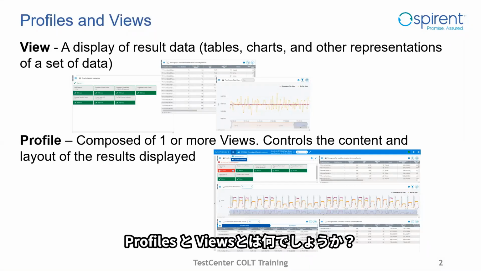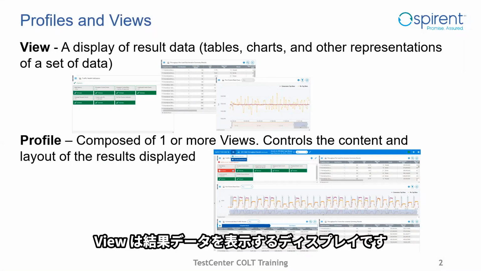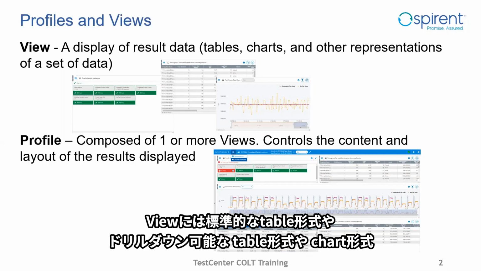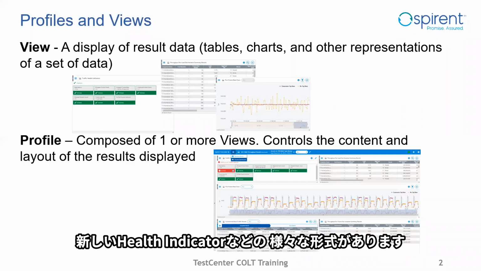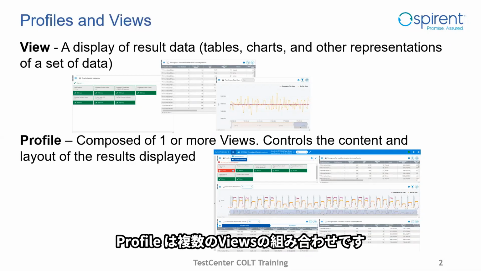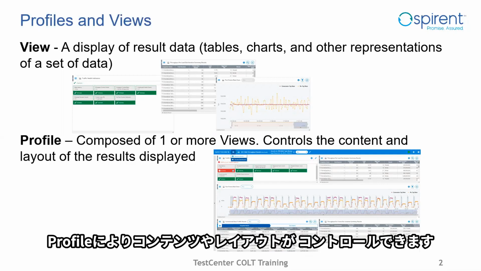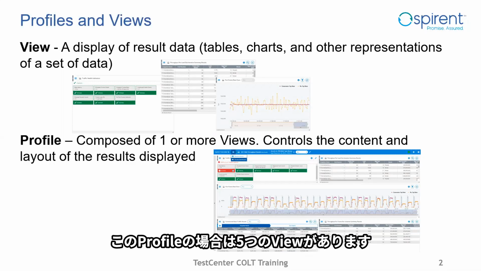What are profiles and views? A view is a display of result data. This could be a standard table, a drill down table, a chart, other representations of the data, such as health indicators. A profile is composed of one or more of these views. This controls the content and the layout of the results that are displayed. In this profile, there are 5 different views.